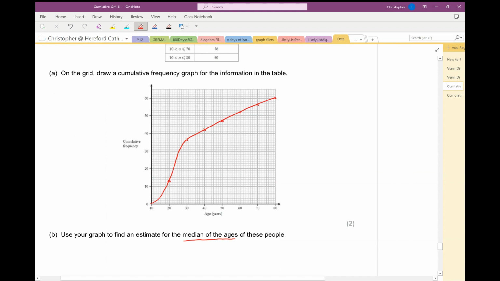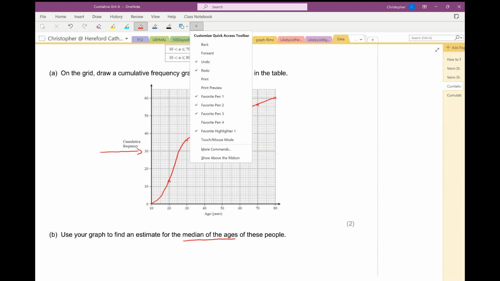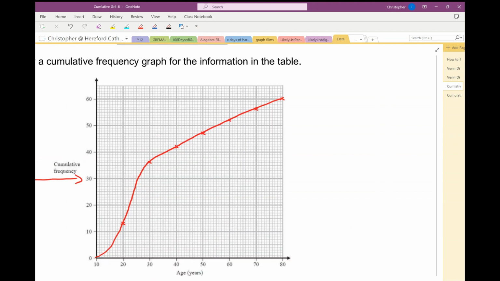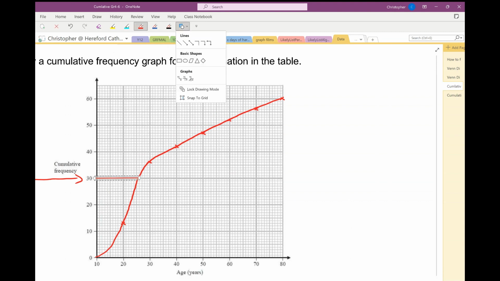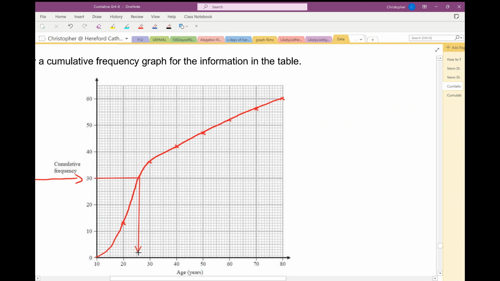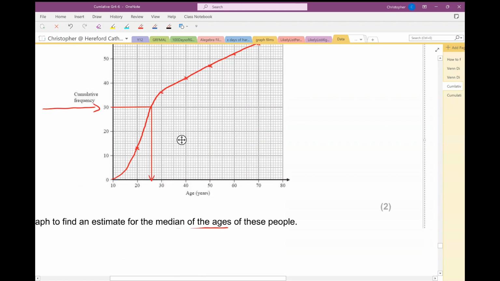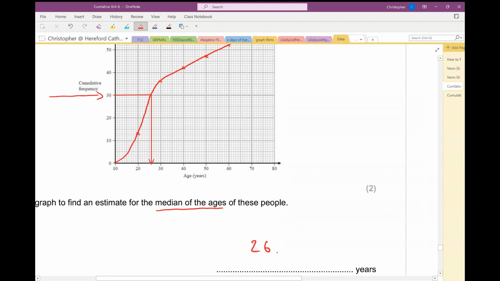Well, there are 60 people. So my estimate for the median is going to be the age of the 30th person on my graph. Right, so let's zoom that up a bit. So the age of the 30th person. Draw a line across here, and then a line down here, and read off the age of my 30th person. I think I've done that very accurately. That's better. Right, so I reckon that my 30th person is 26 years old.